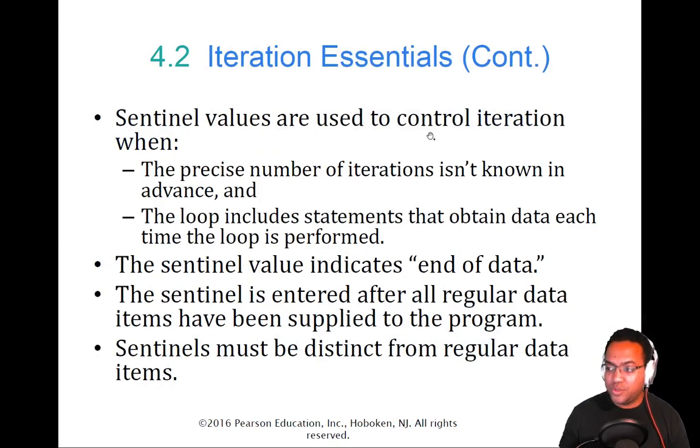Sentinel values are used to control iteration when the precise number of iterations isn't known in advance and the loop includes statements that obtain data each time the loop is performed. This first part's not necessarily true, because the way I developed that for loop, we didn't know how many things would be in the array in advance. I just said, however big the array is, give me all the elements until the length is reached. The loop includes statements that obtain data each time the loop is performed. That is true. The sentinel value indicates end of data. That is true. The sentinel is entered after all regular data items have been supplied to the program.